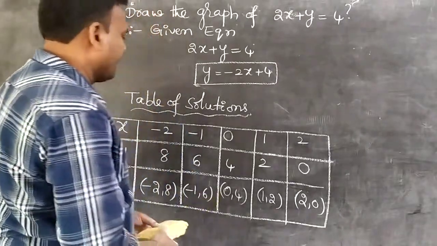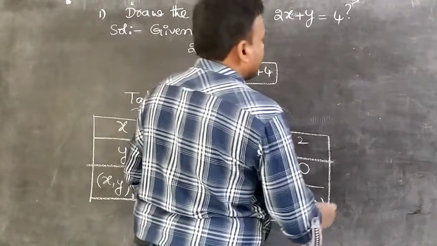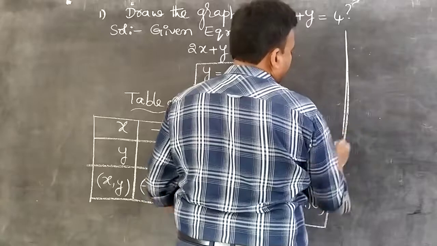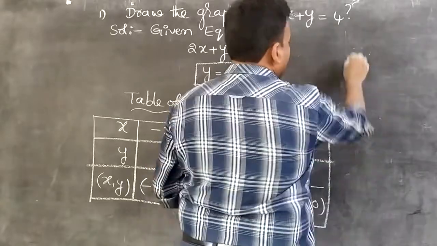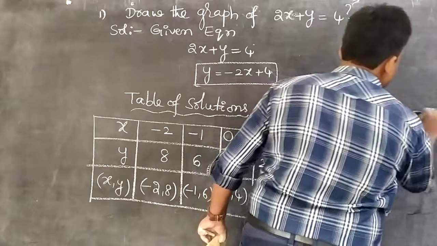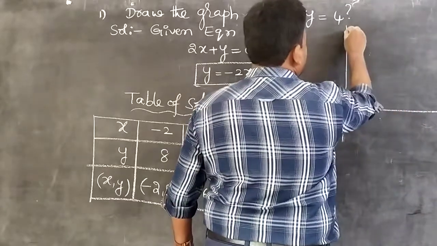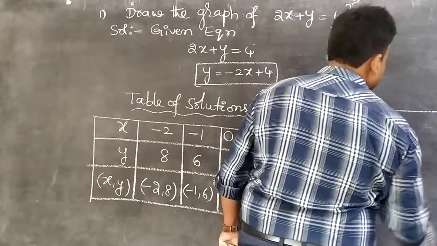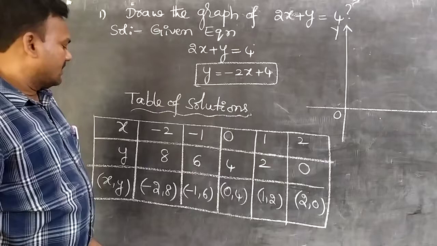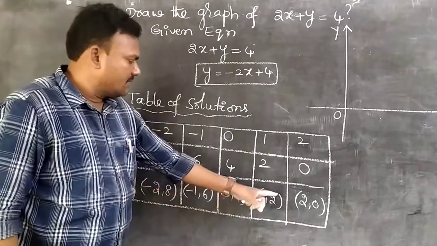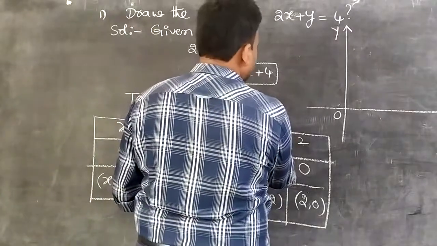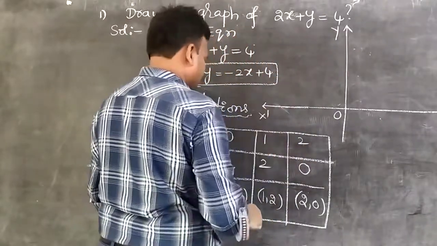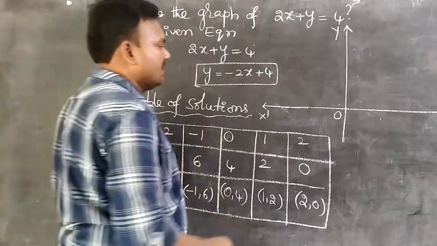Next, draw the graph. After the table of solutions, observe carefully, draw a diagram. OY is the Y axis, and OX is the X axis. Observe the X values: negative values go up to maximum 2, and Y values go up to maximum 8, students.